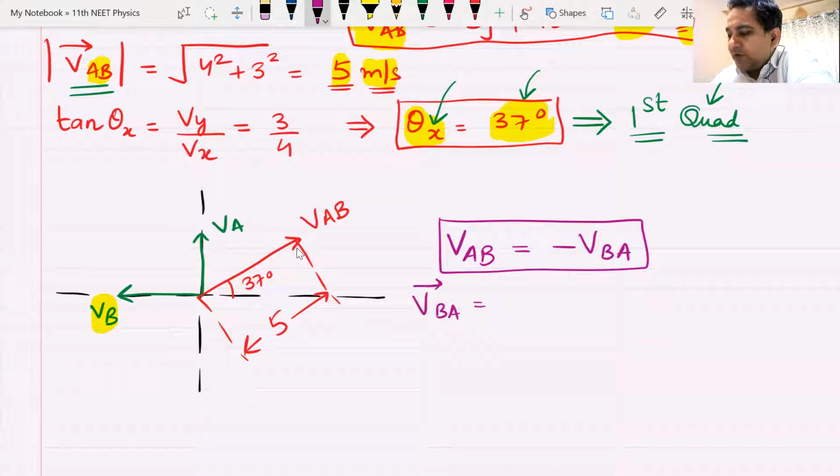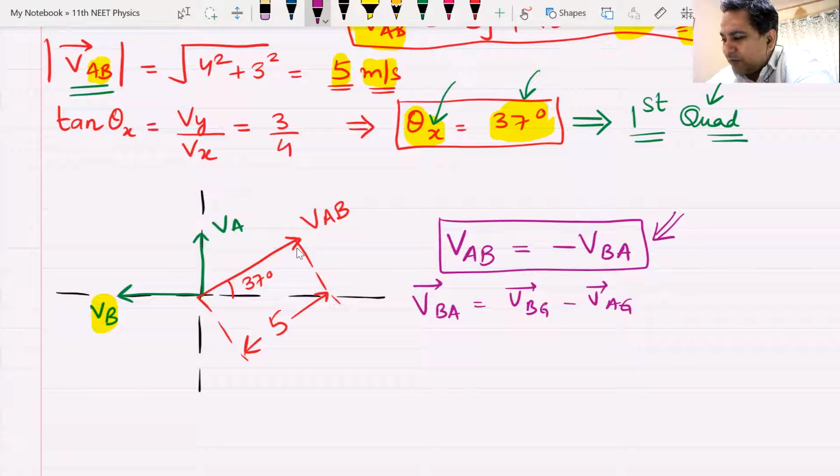So you can do it in this way. Velocity of B with respect to ground minus velocity of A with respect to ground. You don't have to do this much. You can straight away get your answer from this equation, right? Yes, sir. So what will be the velocity of B with respect to A? It will be negative of what we have got in the first case. Negative means it will be minus 4I minus 3J. Am I correct, Niharika? Yes, sir.